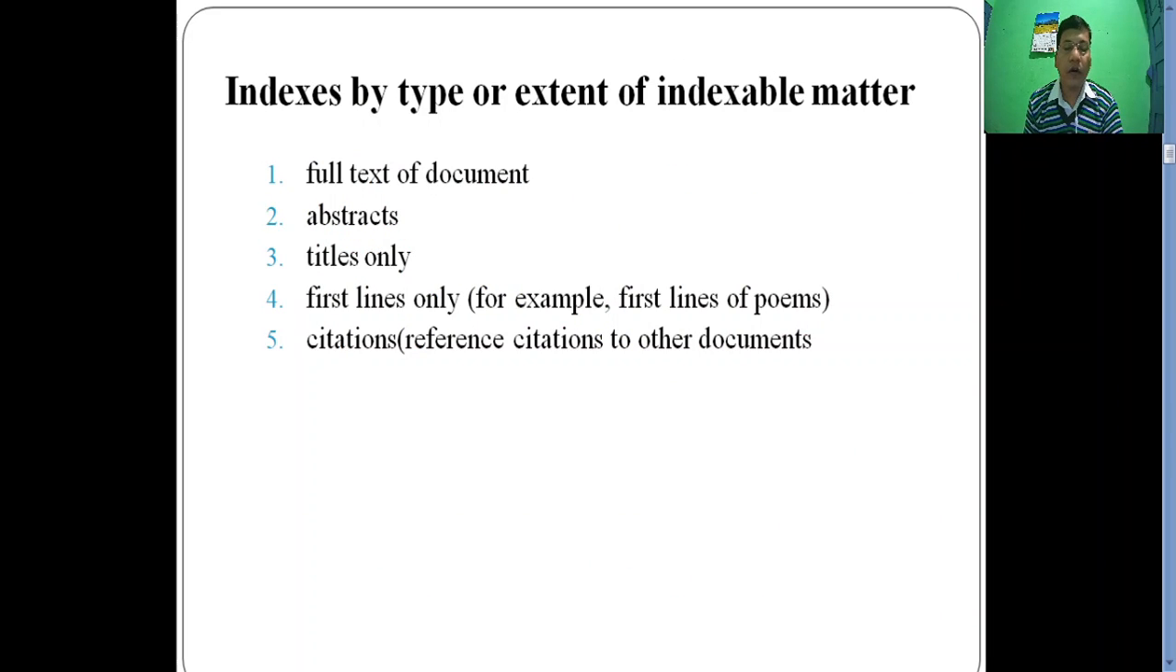Indexes by type or extent of indexable matter. There are full text of document, there are abstract, title only index, first line only, for example first lines of poems, and citation, reference citation to the other document also.